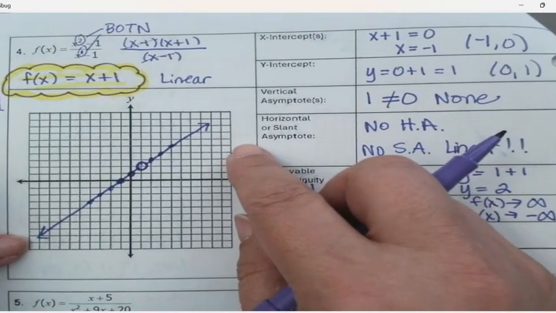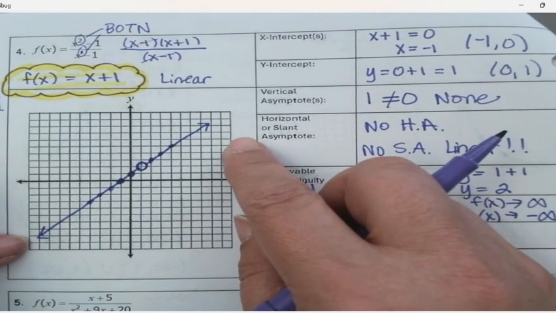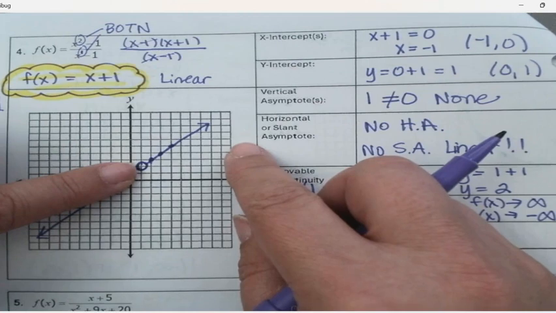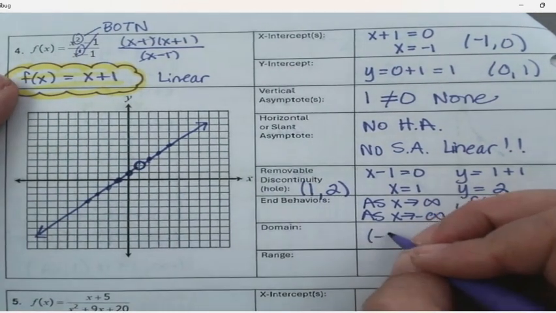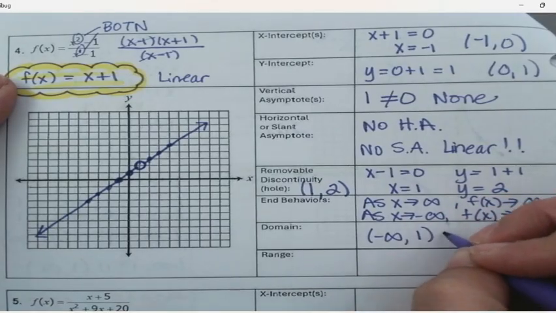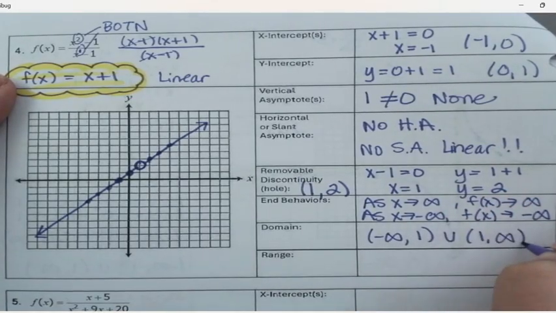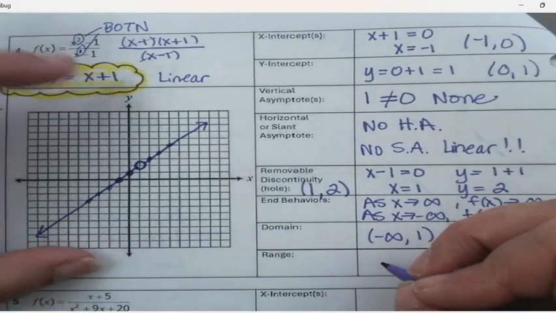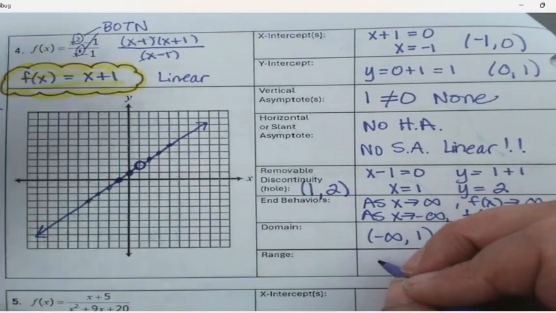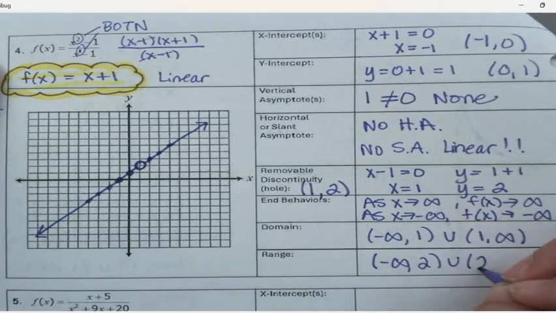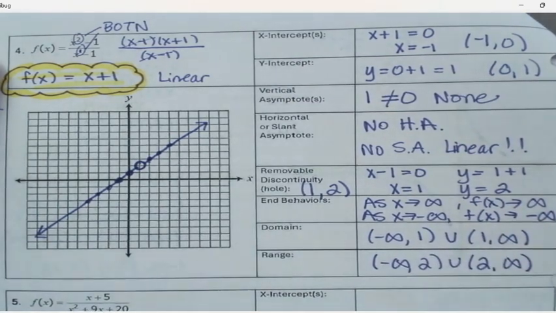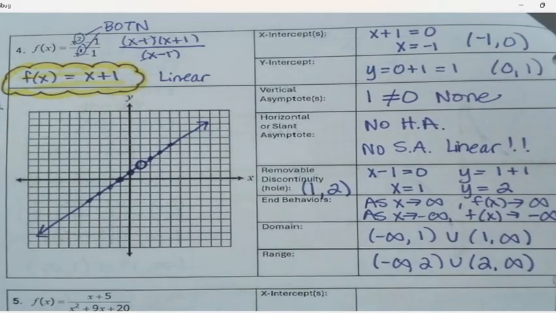Okay, and domain, normally the domain of a line is negative infinity to positive infinity. But what do I have to jump over? I have to jump over 1. I got to jump over the hole. It doesn't exist at the hole. A hole is where there's a break in the graph. So negative infinity to 1 and 1 to infinity. And then for my range, I got to jump over the hole, which is at the y coordinate of 2. So negative infinity to 2 and 2 to infinity.